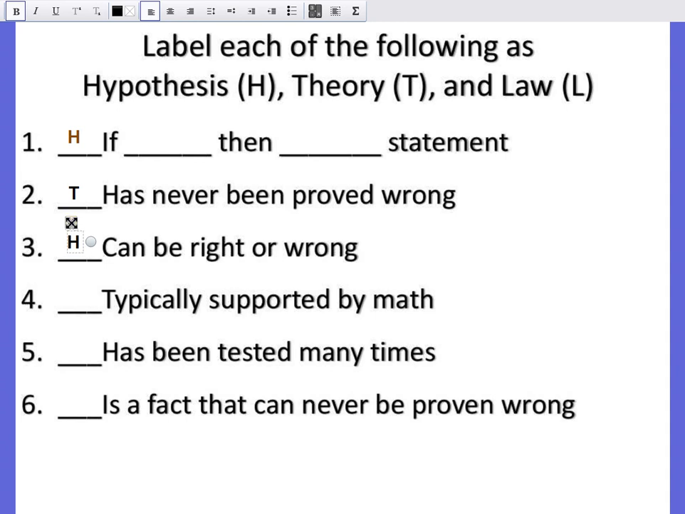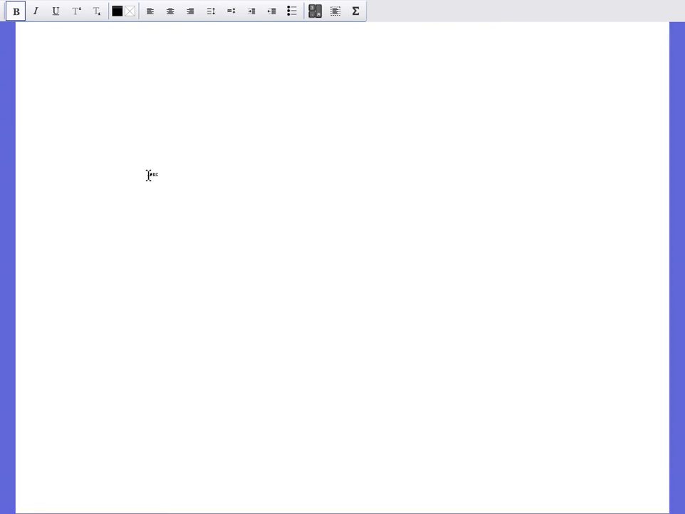You could also argue that it could be a theory because a theory has never been proven wrong, but it doesn't mean that it will never be wrong. The one that is supported by math would be a law. One that has been tested many times would be a hypothesis, a theory, and a law. One that is a fact that can never be wrong is only a law. And that is everything for our scientific method unit.